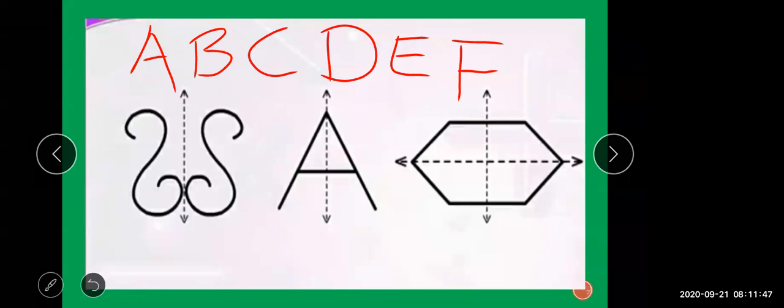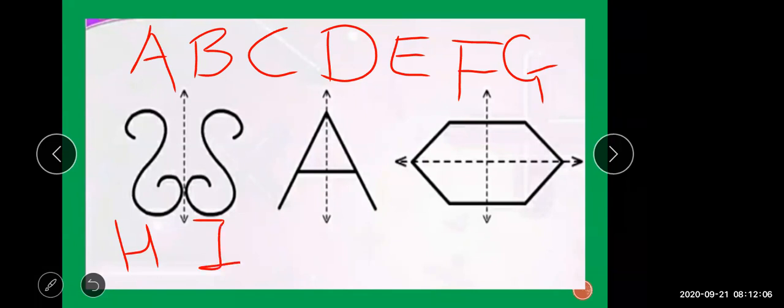After F, G. Is G a symmetrical figure? No. No, very good. How many up to here? Two. Two alphabets are not coming in the symmetrical figure. Now after the G, H. Is it a symmetrical figure? Yes. I. Yes. J. No. J is not a symmetrical figure.